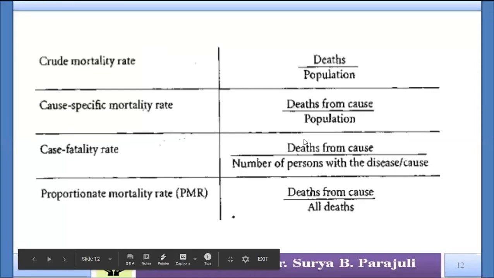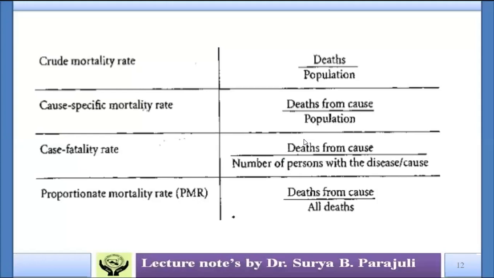Now you can see other terminology related to rate. Crude mortality rate means deaths divided by population. Cause-specific mortality rate means deaths from a certain cause divided by population. Case fatality rate means deaths from a cause divided by the number of persons with the disease or cause. And proportionate mortality rate means deaths from a cause divided by all deaths. So if you calculate deaths from a certain cause or COVID-19 out of all deaths, this is called the proportionate mortality rate or PMR. It's actually a proportion. So you can see there are two tools used here: proportion as well as rate. So it's called proportionate mortality rate.